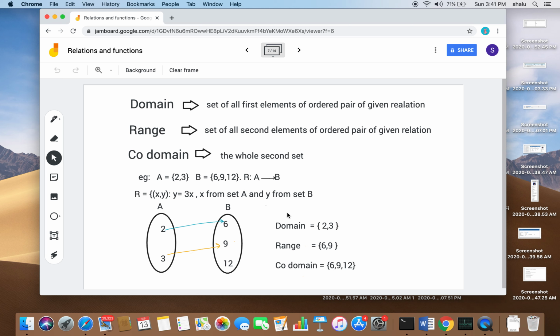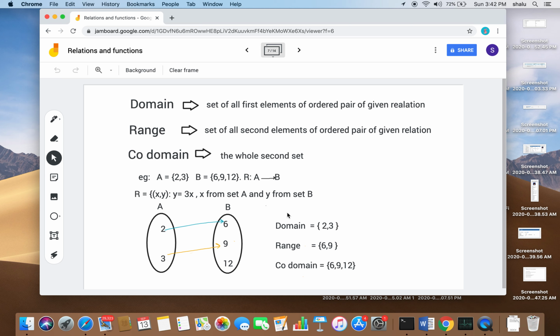Now coming to domain, range and codomain of a given relation. So what is a domain? Domain is the set of first elements of the ordered pairs of a given relation. Range is the set of second elements of ordered pairs of a given relation, and codomain is the whole second set.